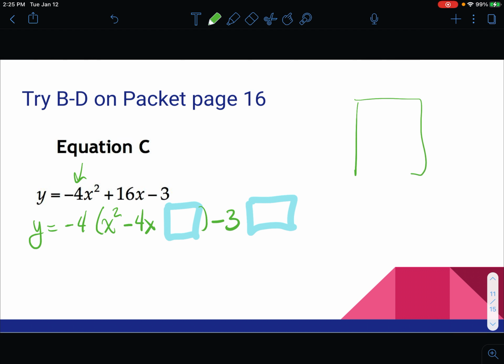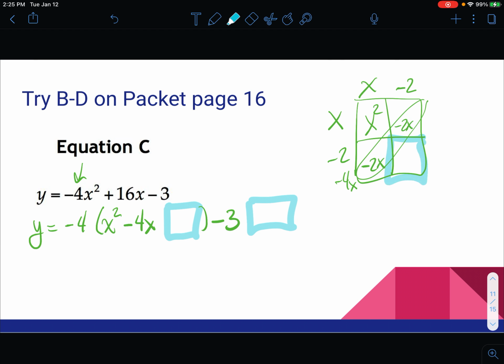Okay, let's take a look. So x squared is here. Diagonal is going to be negative 4x. X and x. Let's cut that negative 4x in half. We get negative 2x and negative 2x. Negative 2 and negative 2. So that means our missing little value here is 4. So we add 4.